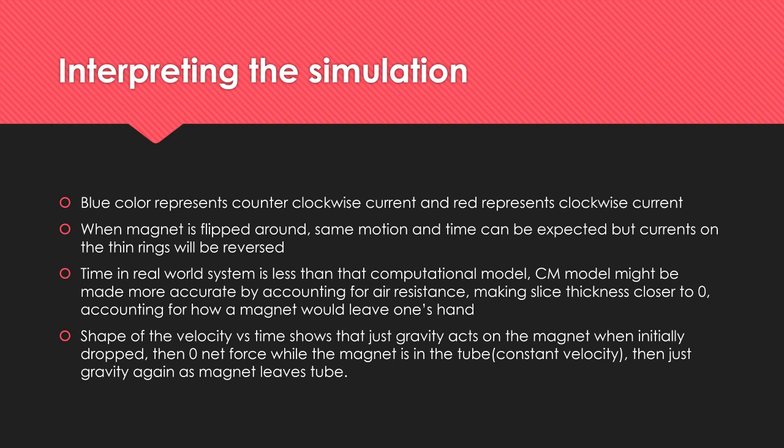Finally, the shape of the velocity versus time graph shows that just gravity acts on the magnet when it's initially dropped. Then we have zero net force while the magnet is in the tube, because of which we can see the constant velocity, and then just gravity is acting on the magnet as it leaves the tube.